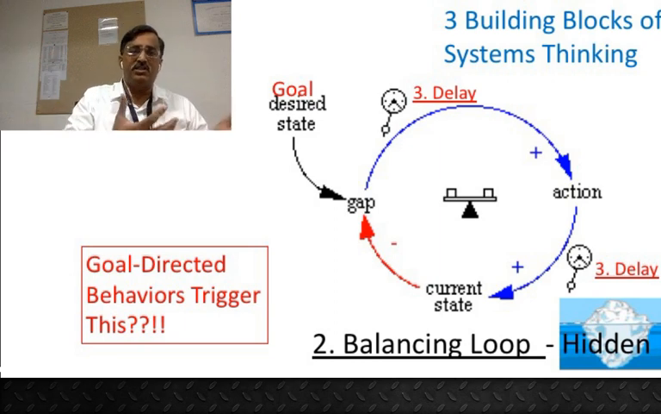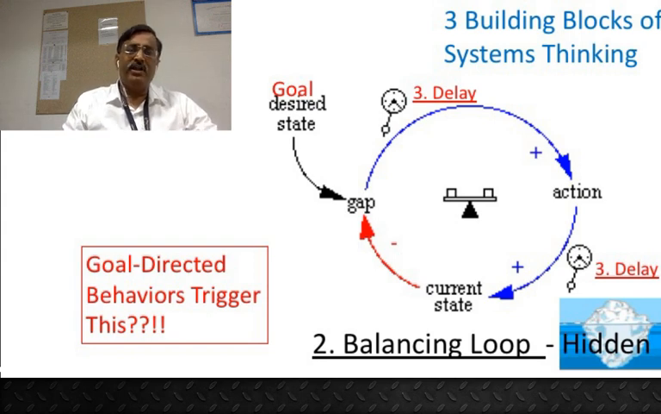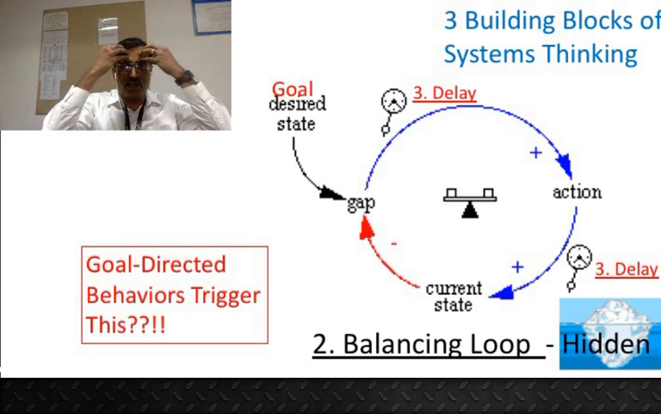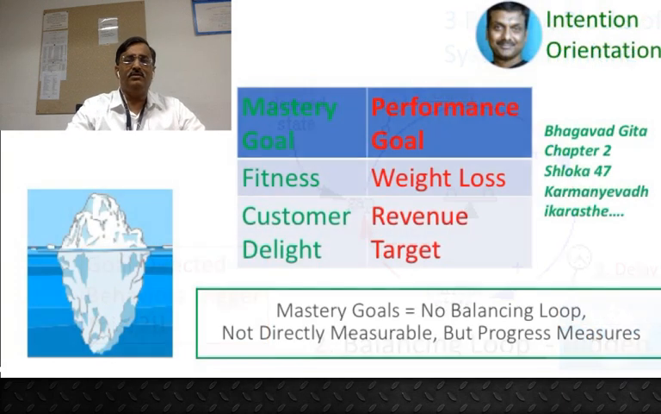So actions taken also have a delay, which is the third building block of systems thinking. So using these three, you can build any kind of model of a system. Now, the most interesting thing that I found in Senge's work is that he mentions that goal-directed behaviors trigger balancing loops. This had got me intrigued and perplexed as to why goal-directed behaviors trigger the balancing loop, and is there a way to avoid that?